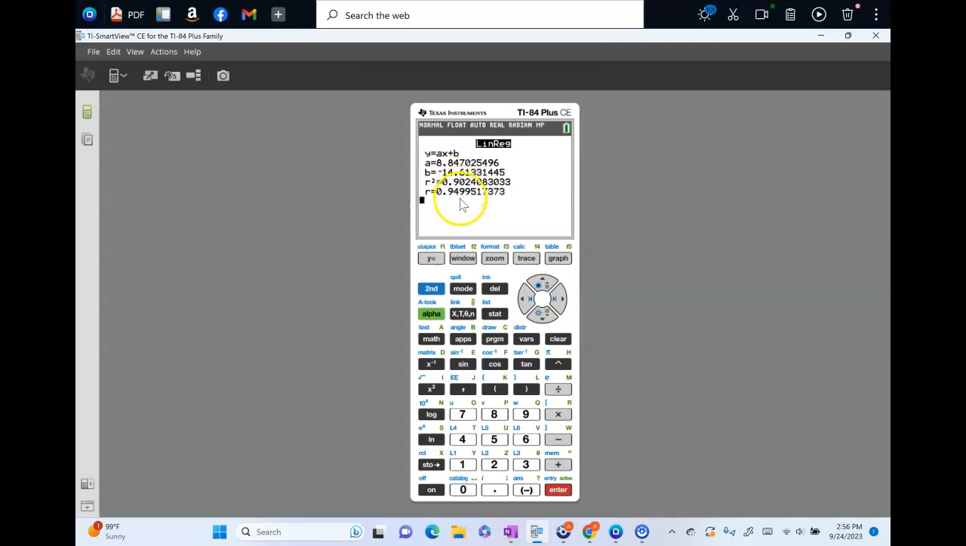So normally I ask my students to round the correlation coefficient to the nearest hundredth. So in this case, since the third number is a 9, we would round it to 0.95 correlation coefficient.